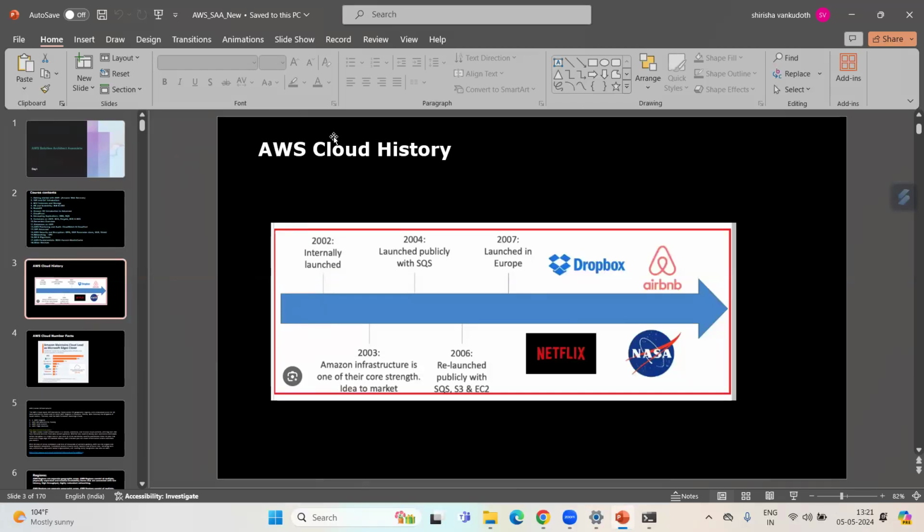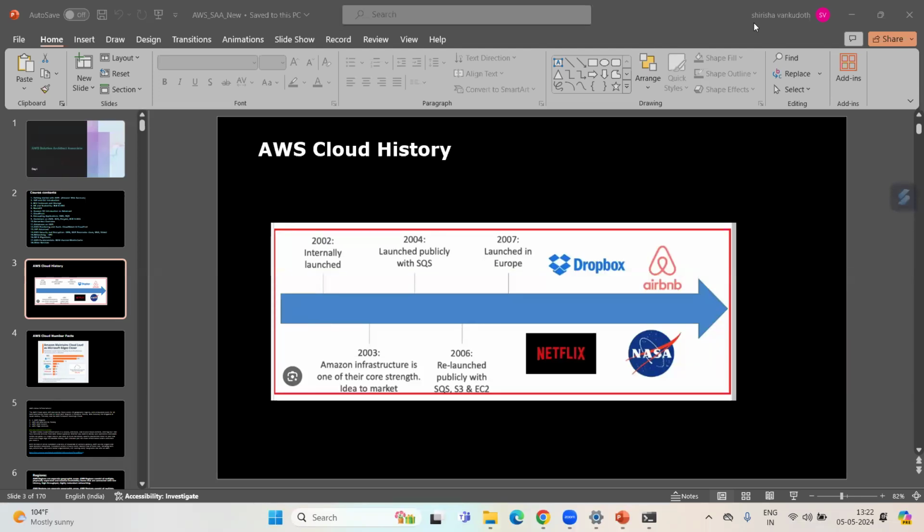We will talk about the cloud history of AWS. In 2002, AWS started, and they internally launched a few services. In 2003, they built infrastructure as one of their core strengths. They made some services internally and used them, but then they thought these services could be used externally, by the public.